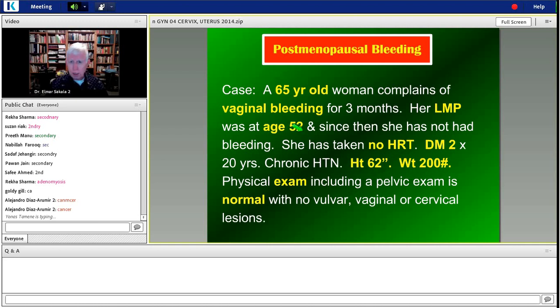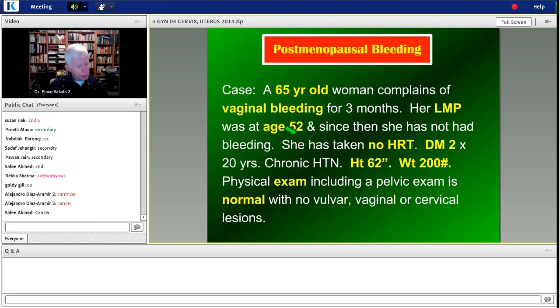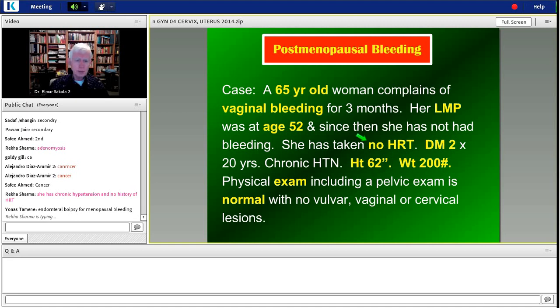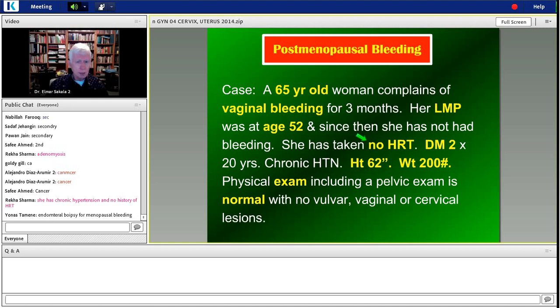13 years ago, she underwent menopause. No bleeding until the last 3 months. See, that's troubling. And when you have postmenopausal bleeding, you need to think of endometrial cancer. It is the most common gynecologic cancer. She has taken no hormone replacement therapy. See, that would be an issue. Let's say she was on continuous estrogen and she had a uterus. Continuous estrogen can lead to unopposed stimulation of the endometrium. You get endometrial hyperplasia, and next thing you know, you've got cancer.